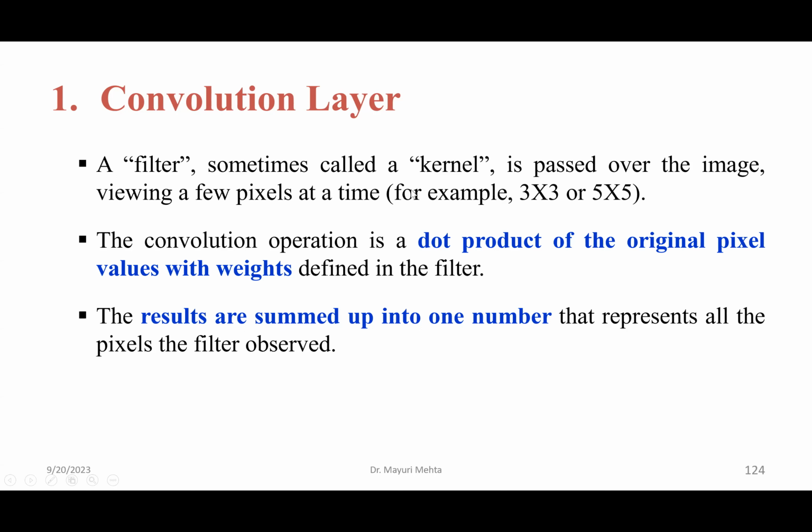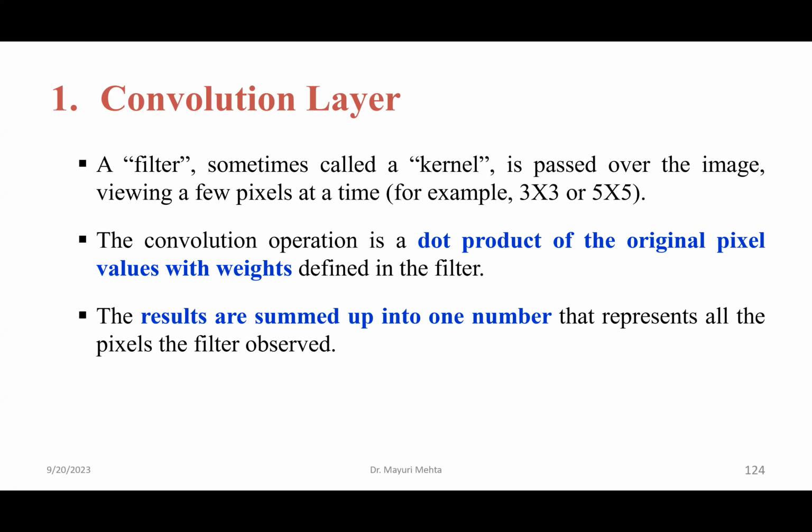And then the next step is that the results are summed up. Once we multiply them with weight values, we sum them up so that we can pass the result to the activation function, right? So the results are summed up into one number that represents all the pixels the filter observed. These are the three steps carried out by the convolutional layer.